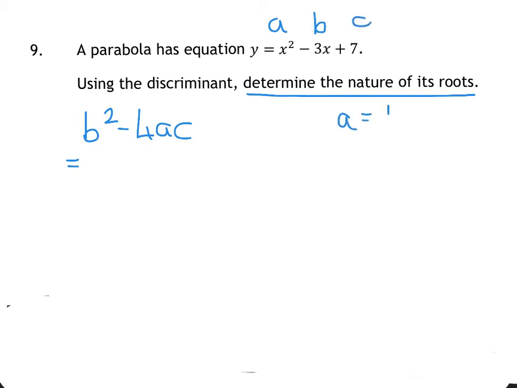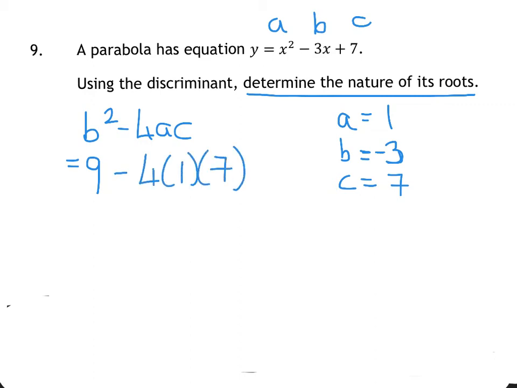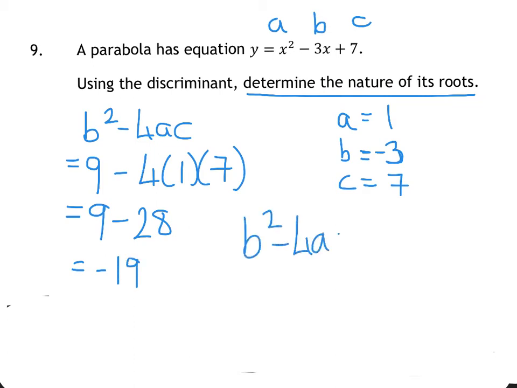So a is 1, b is negative 3. Remember, whatever sign is there goes with it. So negative 3, and c is 7. So b squared is minus 3 squared. So I'm going to go straight to saying that's 9, positive 9. Take away 4 times 1 times 7. So that gives me 9 take away 28, which is negative 19. So because my discriminant, b squared minus 4ac, was less than 0, there are no real roots.